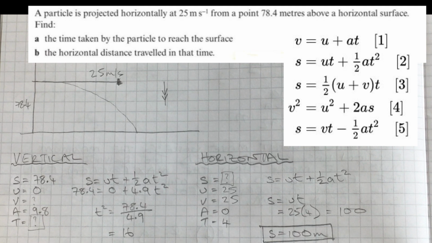And then the time that we used for the vertical component is also the time that we use in the horizontal component. So there's that independent, simultaneous crossing over of those two components, horizontal and vertical.